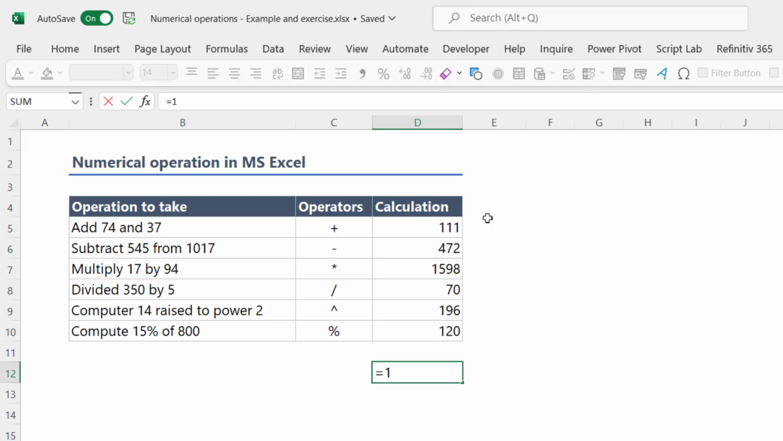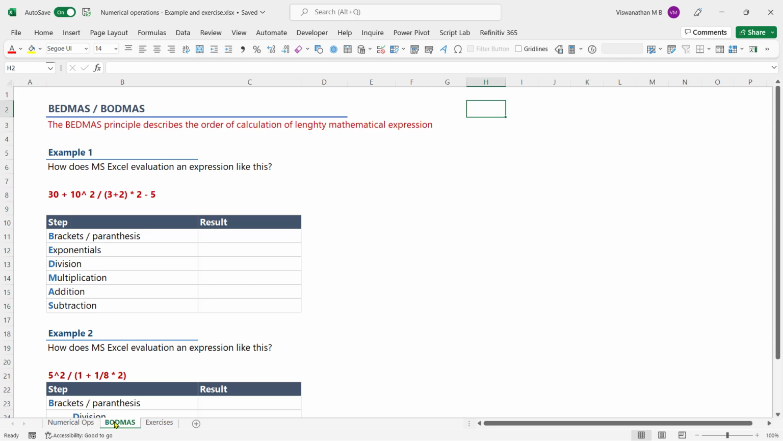Just to clarify here, when you type 15%, it is essentially 15 upon 100, or the decimal form of that is 0.15. Now it is purely a matter of formatting. So this 0.15, if I choose to show it in percentage format, then this appears as 15%, but the underlying decimal value is still 0.15. We have understood how simple numerical operations work.